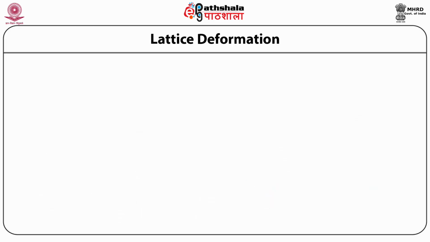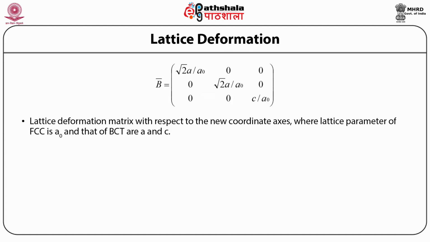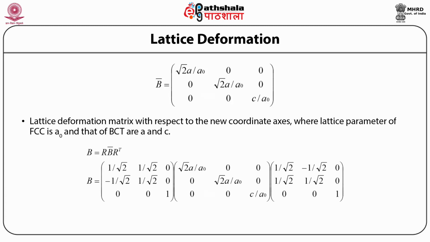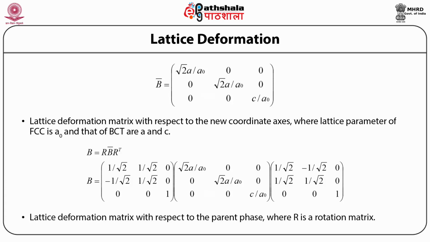Lattice deformation. So students, this matrix, that is B bar, shows the lattice deformation matrix with respect to the new coordinate axis, where lattice parameter of FCC is A0 and that of BCT are A and C. So now B is equal to R multiplied by B bar multiplied by R transpose, where B corresponds to the lattice deformation matrix with respect to the parent phase, where R is the rotation matrix.